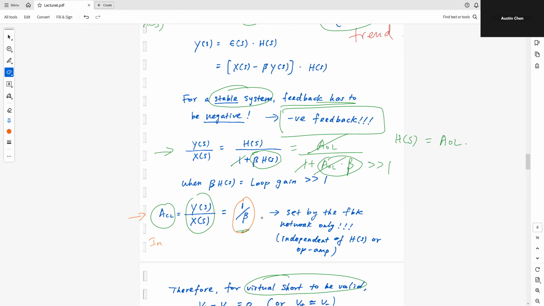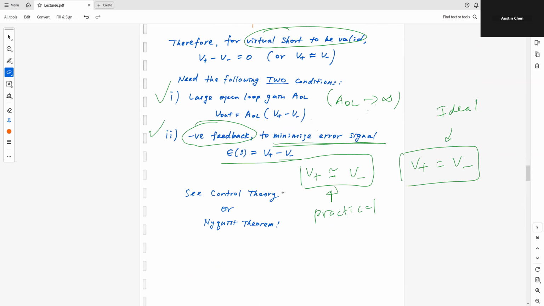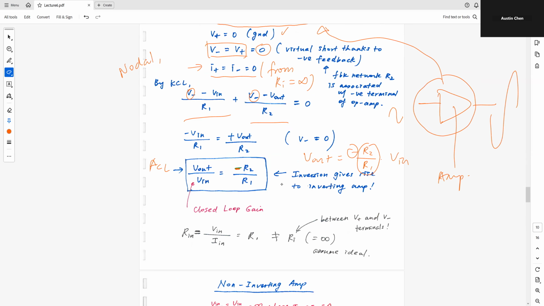So for an inverting amplifier, we know ACL from before is minus R2 over R1. So let me rewrite it over here. ACL is equal to minus R2 over R1, and this is also equal to 1 over beta. So now you can identify this beta quite easily. Beta is nothing but the inverse of this minus R2 over R1, so this is simply minus R1 over R2. So that's your beta.